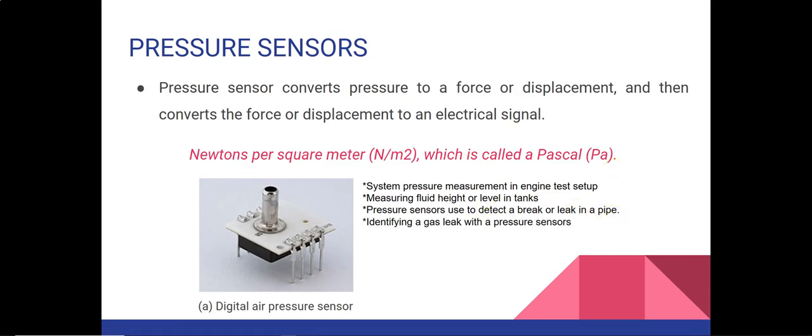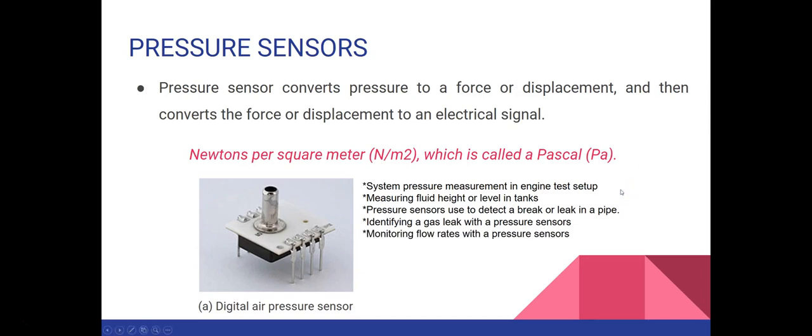Next, we have identifying a gas leak with pressure sensors. If you want to detect a gas leak, you will need a reference pressure against which to measure the pressure that is going into the tank. And if the pressure goes down, then the output will go up, indicating the presence of a leak.